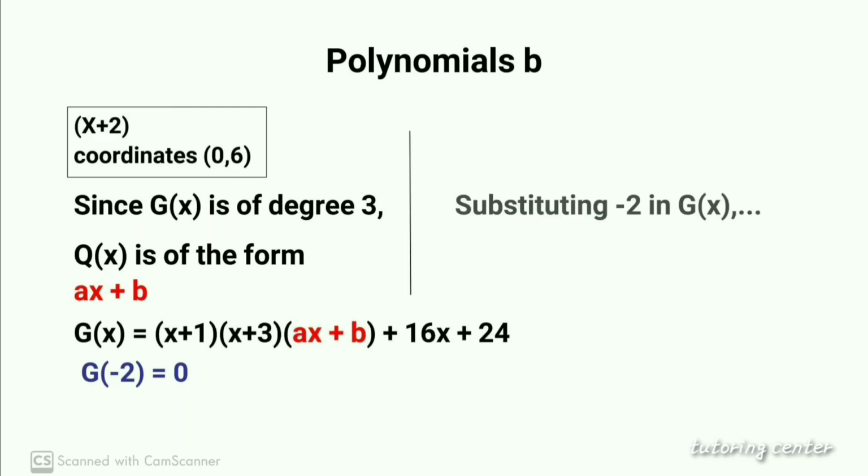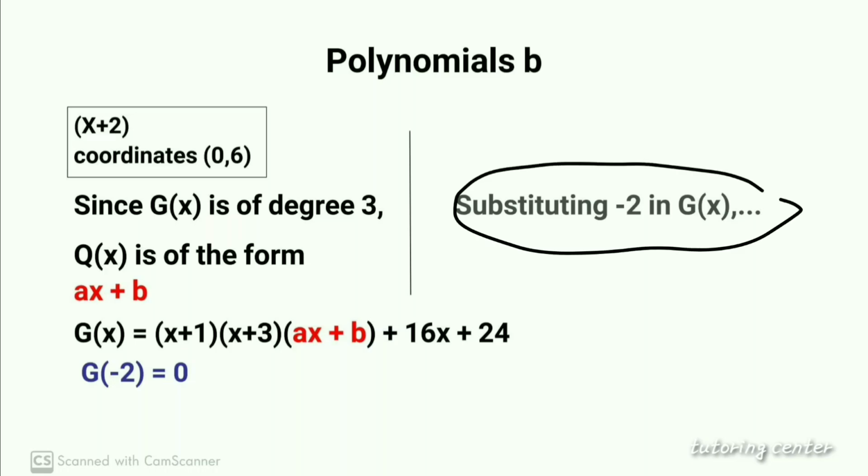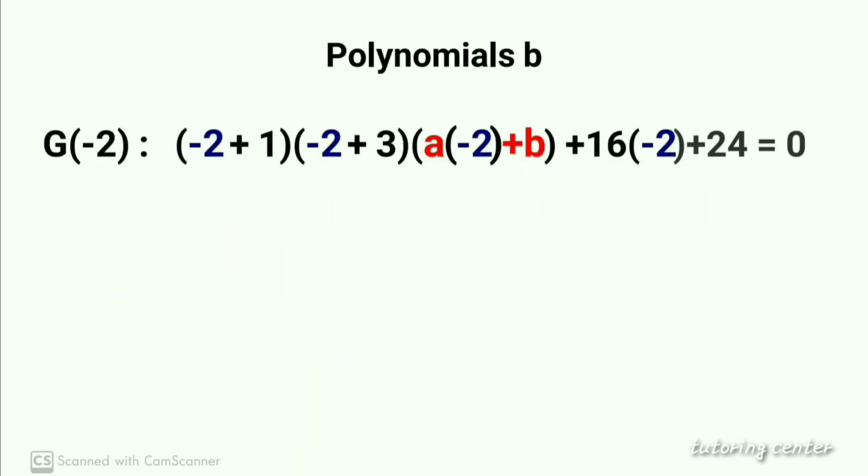Okay, so substituting negative 2 in g of x, what we get is negative 2 plus 1 times negative 2 plus 3 times a times negative 2 plus b, equals 0, and all of this simplifies to 2a minus b equal to 8, and this is going to be our equation 1, an equation in terms of a and b.